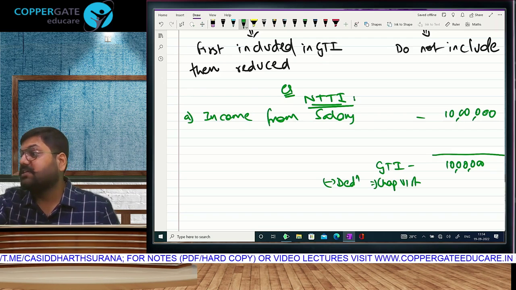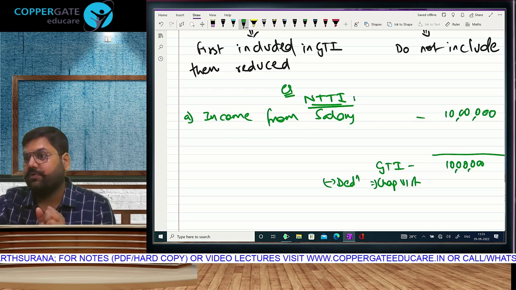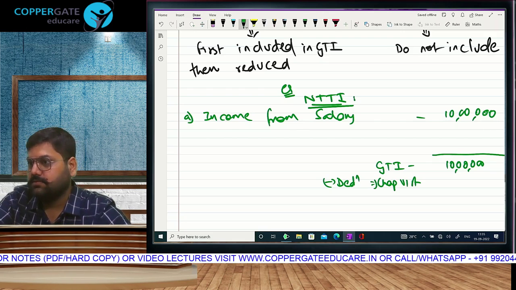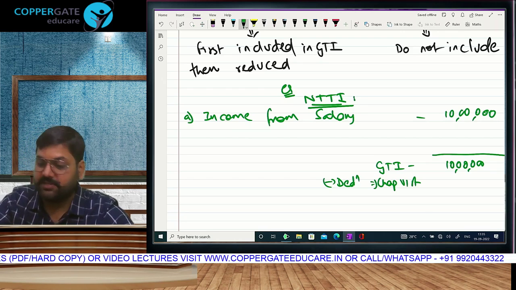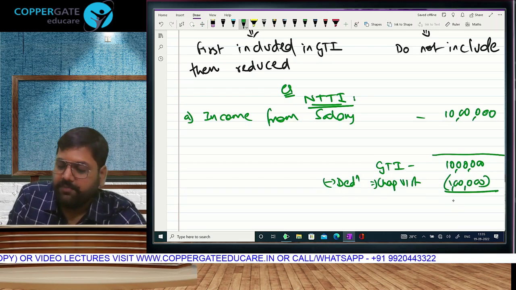Chapter 4 gives us the heads of income. In Chapter 5 they have given clubbing. In Chapter 6 they have given set off. In Chapter 6A they have given deductions. So we call them the deductions under Chapter 6A. This 1 lakh will get subtracted here, friends.